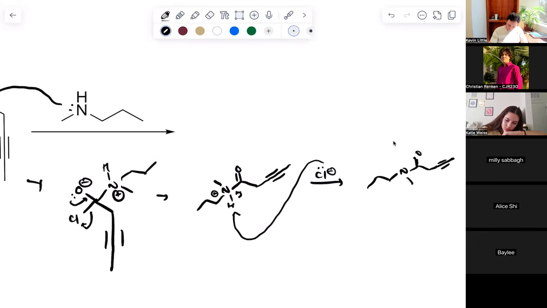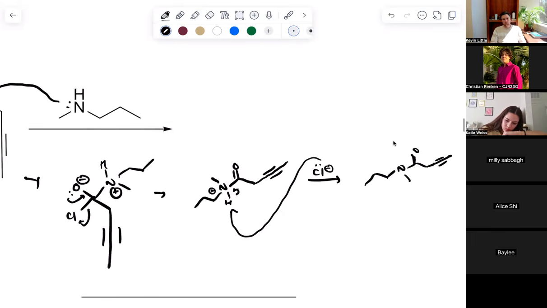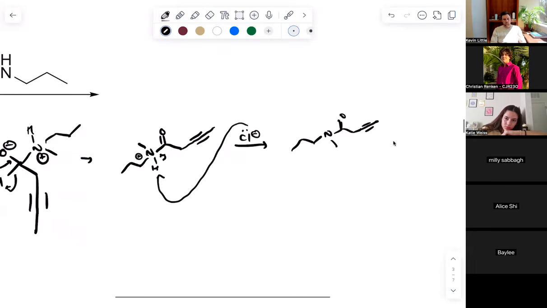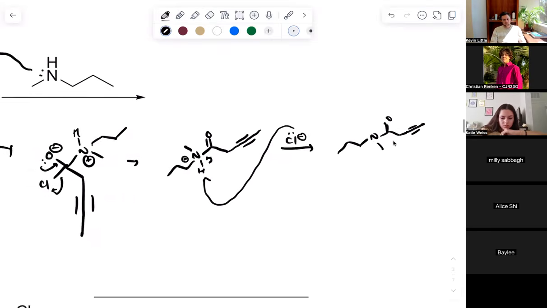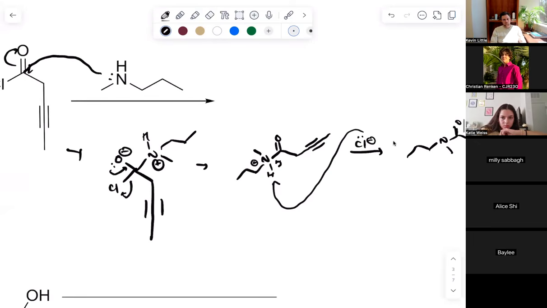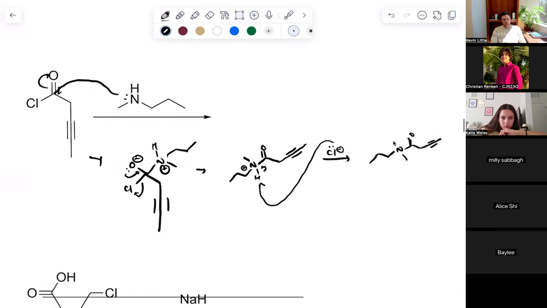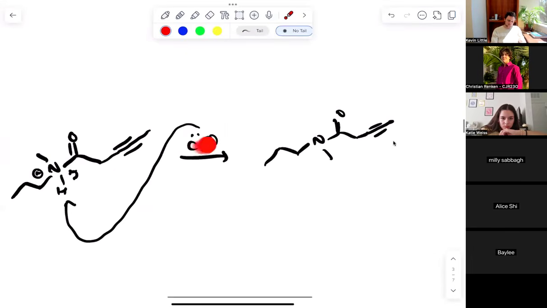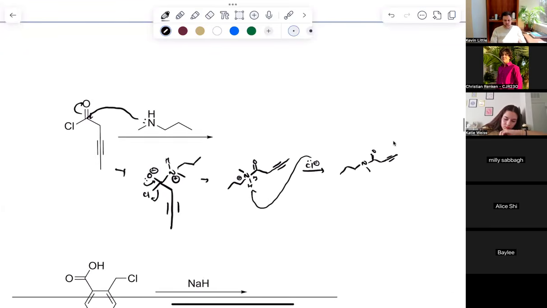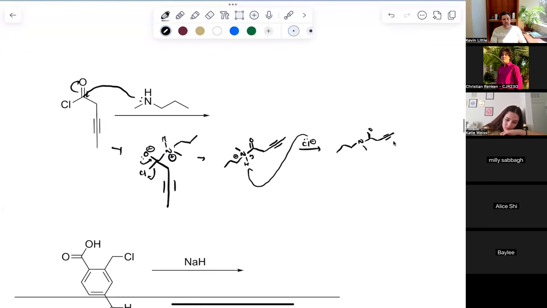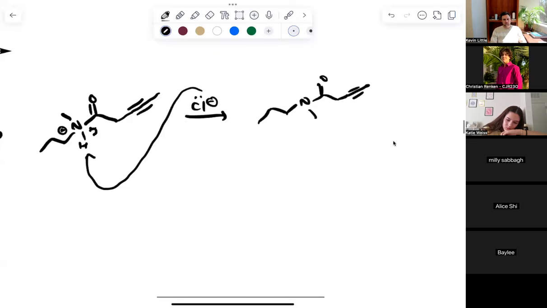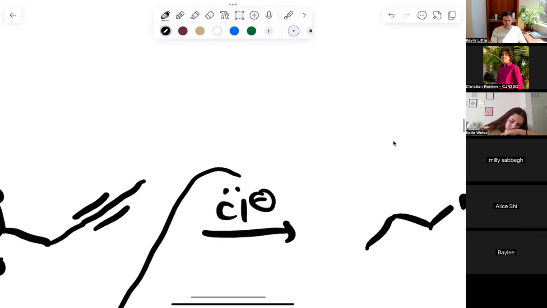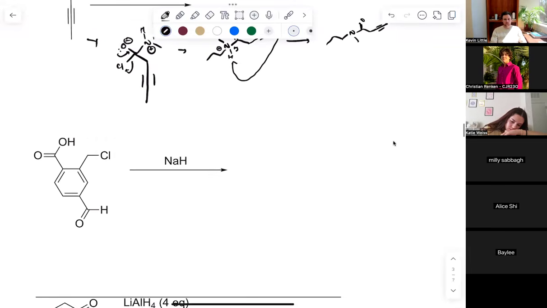Quick question. Since it's not in acidic conditions, would you use the chlorine that you kicked off instead of water? To be honest, I don't really care what you use here. You'd probably neutralize it with water anyways. So if you use water, I don't care. Heck, you can write base right here for all I care.